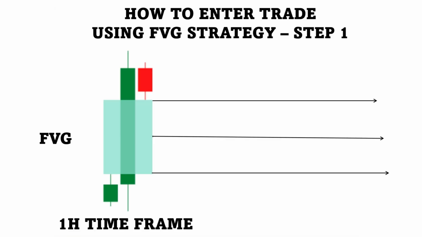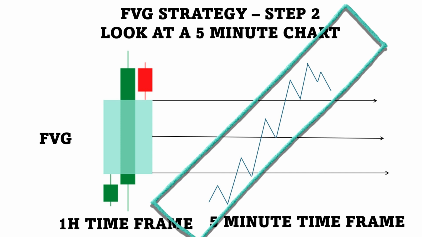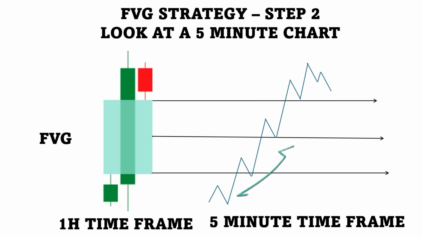Now, to identify a fair value gap, you have to look at a higher time frame. In this case, we will take a 1 hour time frame. So in a 1 hour time frame, you have to look for a fair value gap. Once you identify a fair value gap in the 1 hour time frame, you then move into a 5-minute chart. Now, in a 5-minute chart, the price movement will look something like this. It slowly goes up, comes down, goes up, comes down, but you will see the waves in the upward direction are much bigger than the waves going down. That's why the price is moving in an upward direction.